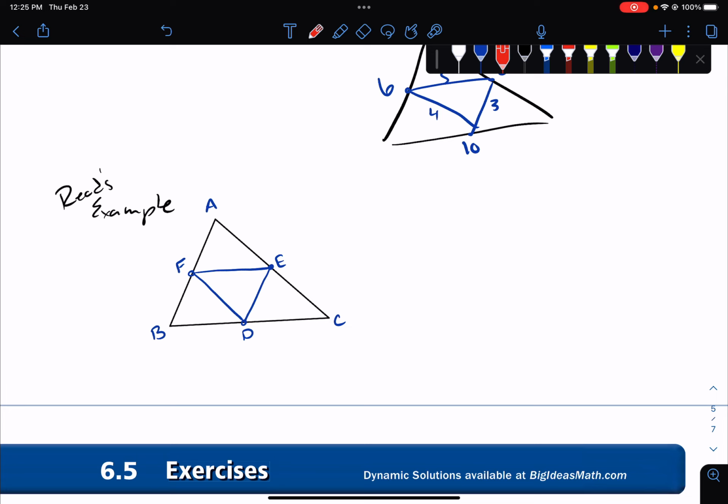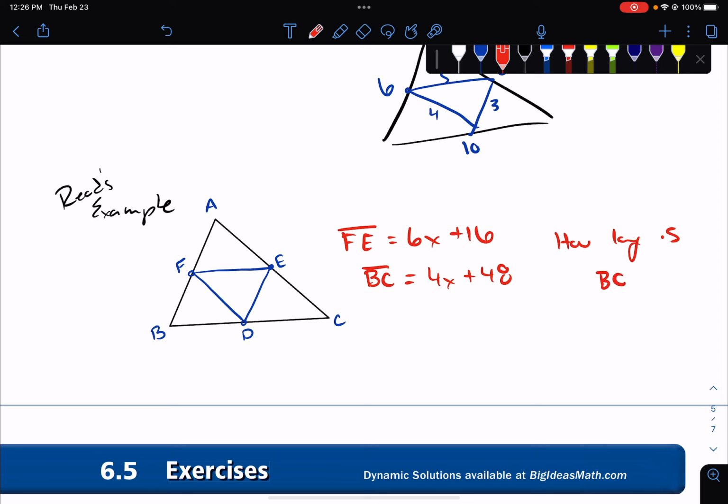We're going to say that the distance of FE, so let's write this mathematically correct, the segment FE is equal to 6x plus 16. Okay? BC, let's make that segment 4x plus 48. And the question I'm going to ask you is, how long is BC? How long is the segment from BC? I know what it is, it's that function, but I want to know what is that length equal to.